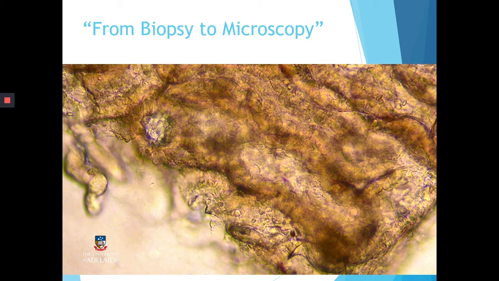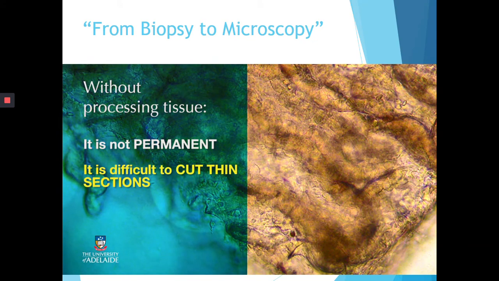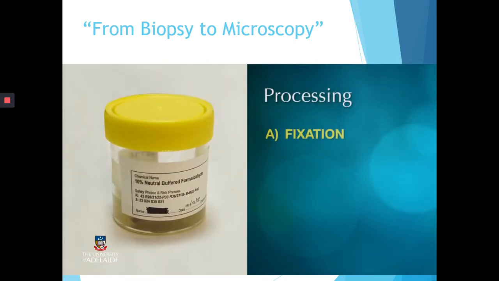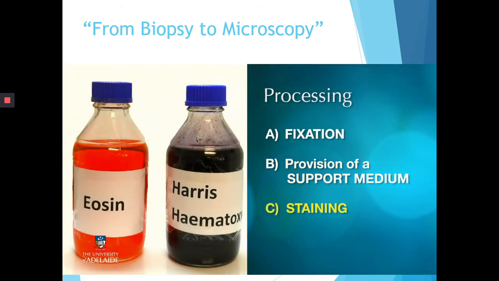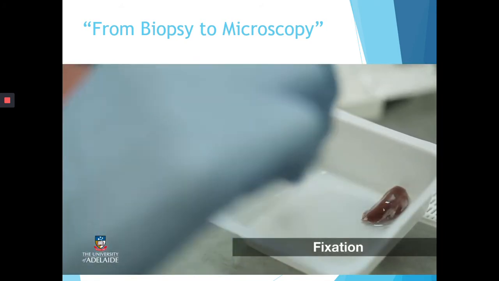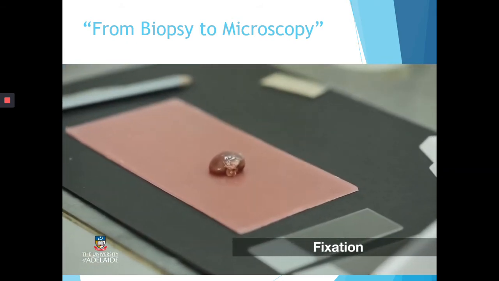There are several obvious problems. It is not permanent, so the tissue decays. It is difficult to cut sections thin enough to allow light to pass through the section, and it lacks colour. These difficulties are overcome by fixation or preservation, provision of a support medium for the tissue, and staining. To preserve fresh tissue, it is placed in fixative for a length of time suitable for the size of the piece and the type of fixative used. For example, a specimen of this size would be fixed in formalin for approximately 24 hours and then stored in 70% alcohol.